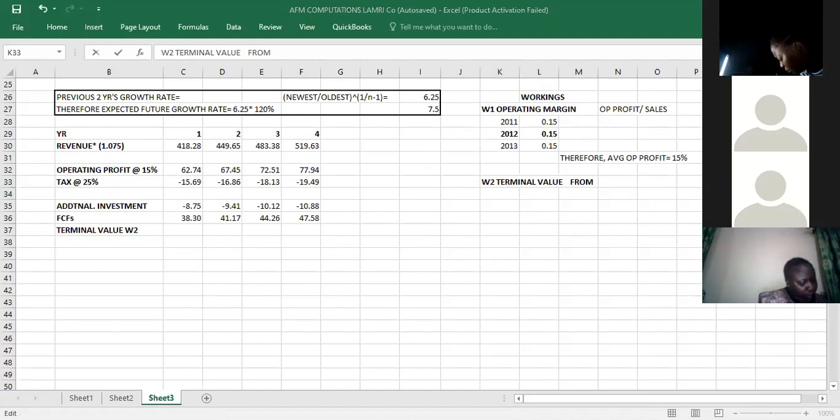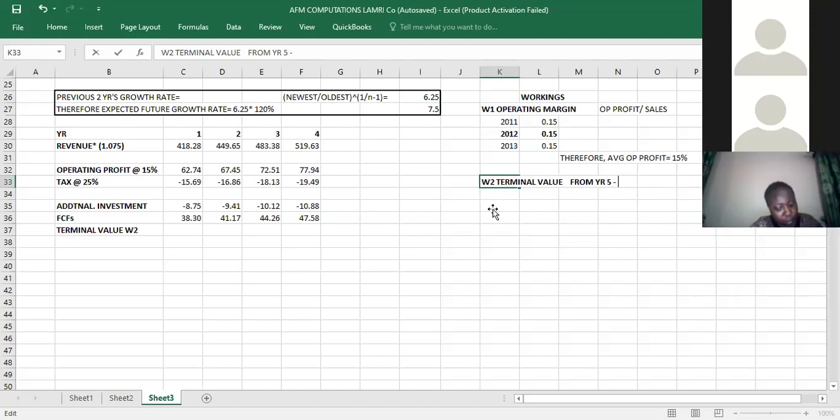What's terminal value? Terminal value is they said that after the 4-year period, the free cash flows will grow at 3.5%, for the foreseeable future.